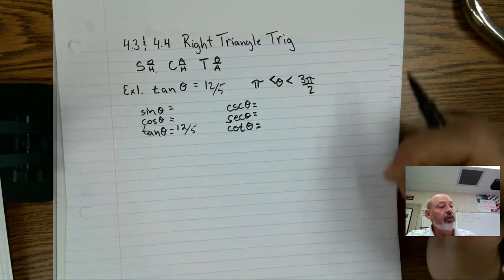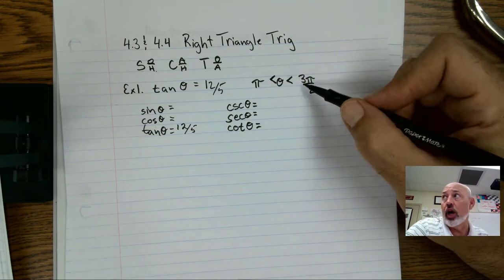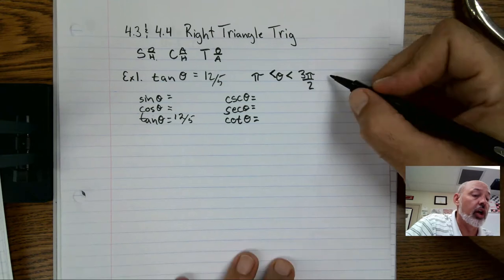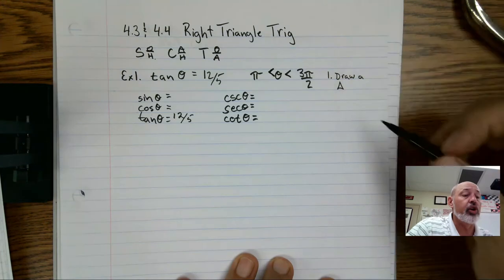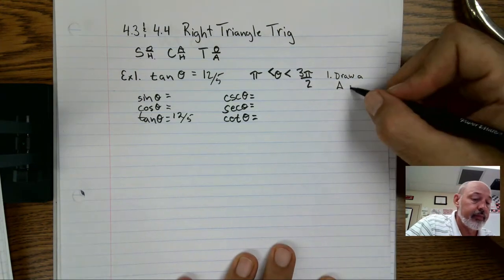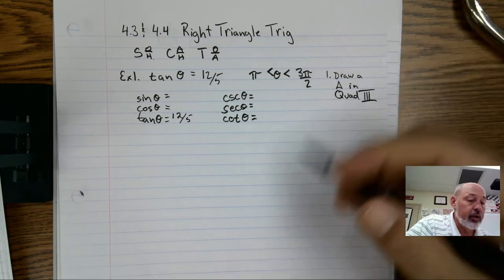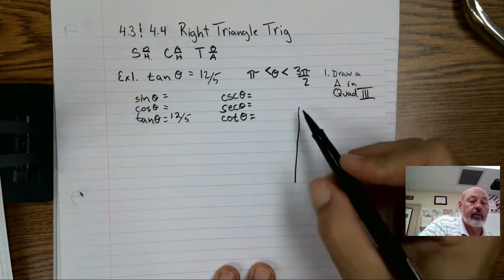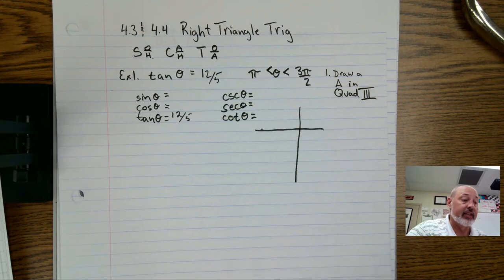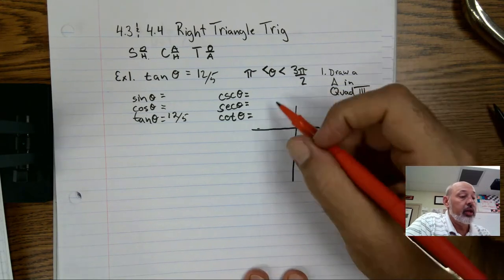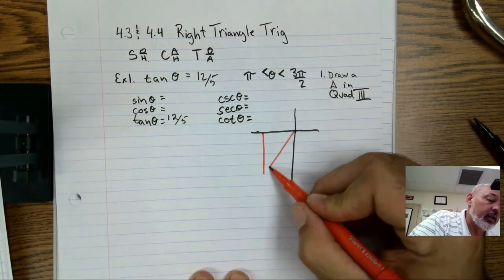So what this tells us is that you should be drawing a triangle. This tells us a couple things. One, draw a triangle. And two, you better draw it in quadrant 3. So you want to draw your origin. Remember, your right angle always needs to be on the x-axis. So my triangle is going to look like this, where the right angle is on the x-axis.